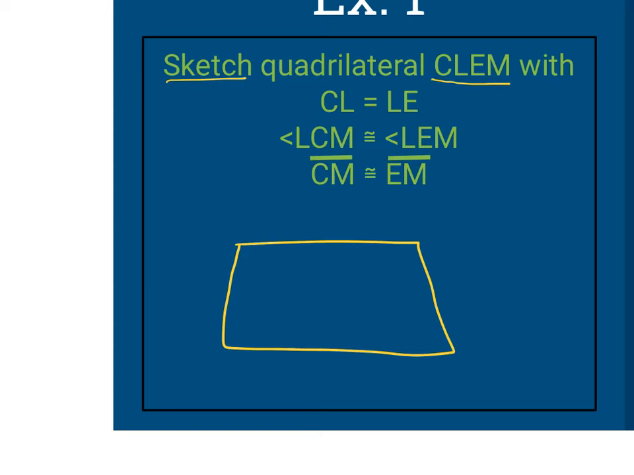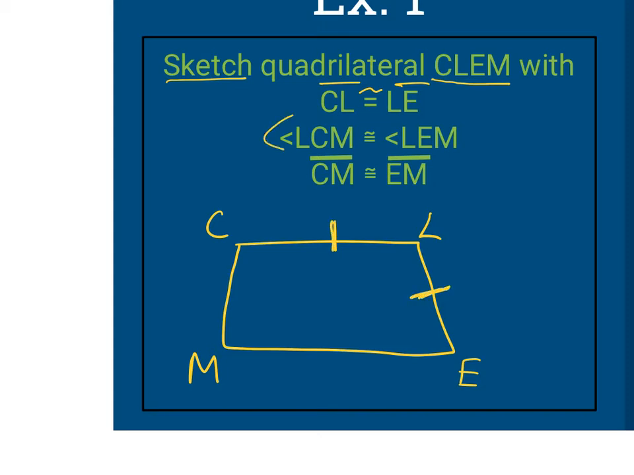We want CL equal to LE. So when I write my names going around, I have CL, LE, EM, CL, and LE have equal measures. You could say that their line segments are congruent. The way I mark that in my picture is with little tick marks.